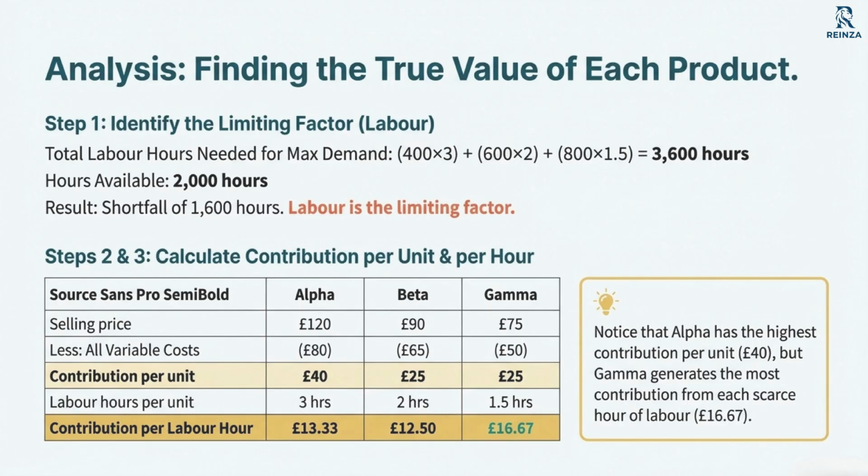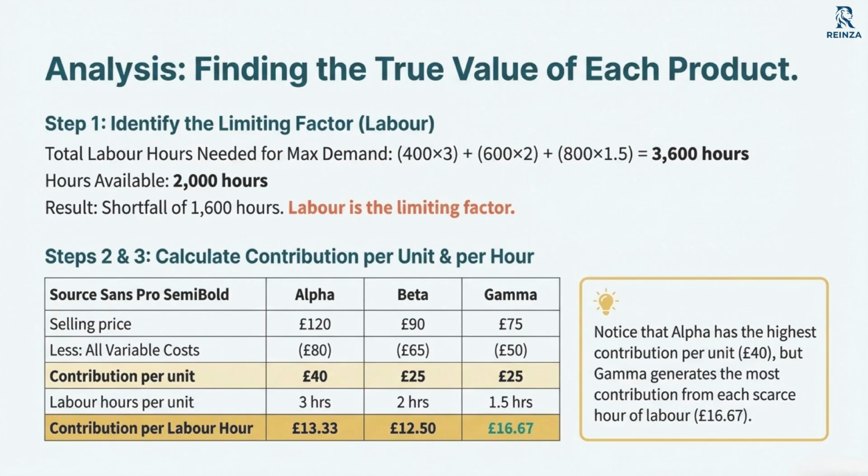But remember the intuitive trap. We cannot stop here. Step 3. Calculate contribution per labor hour. For alpha, £40 divided by 3 hours equals £13.33 per hour. For beta, £25 divided by 2 hours equals £12.50 per hour. For gamma, £25 divided by 1.5 hours equals £16.67 per hour.